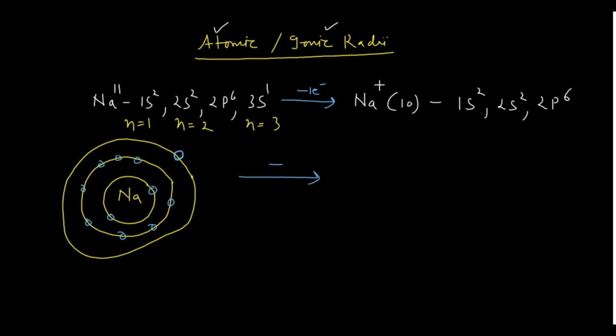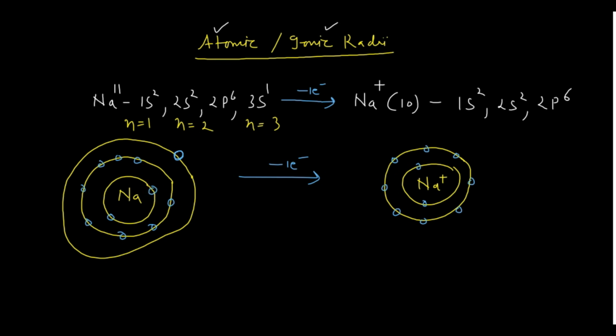And if you remove 1 electron from here, what will happen? You will end up with sodium positive. If you fill the electrons again, 1, 2, 3, 4, 5, 6, 7, 8, you can clearly see that when you remove 1 electron from here, the 3s shell actually vanishes. It goes away, and you are left with this one. So that's why your cation is smaller than the parent atom.